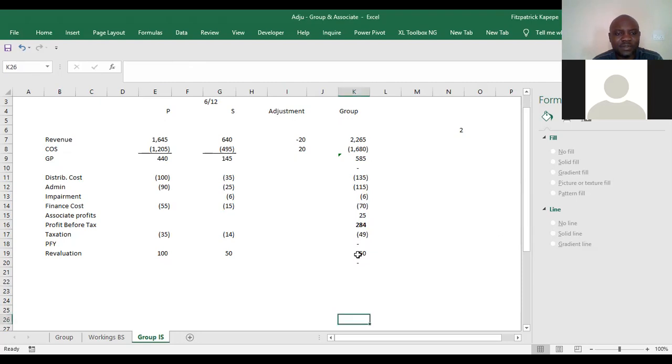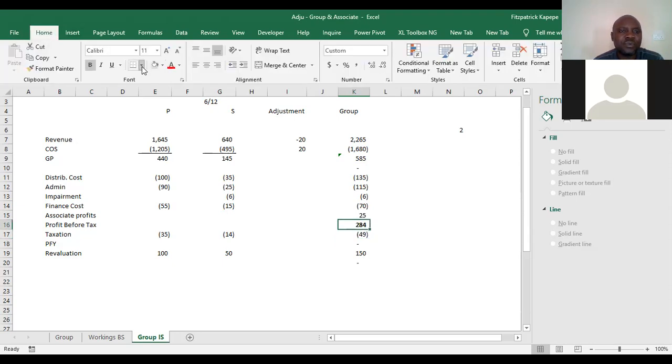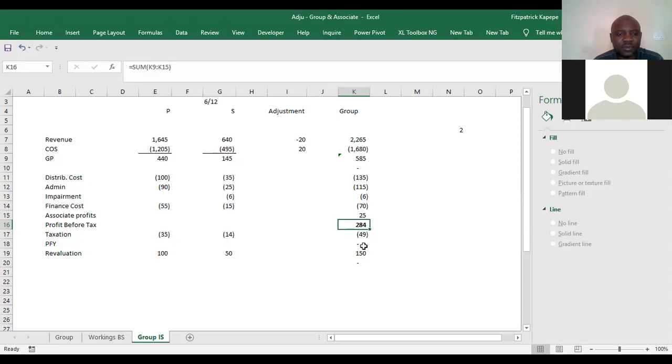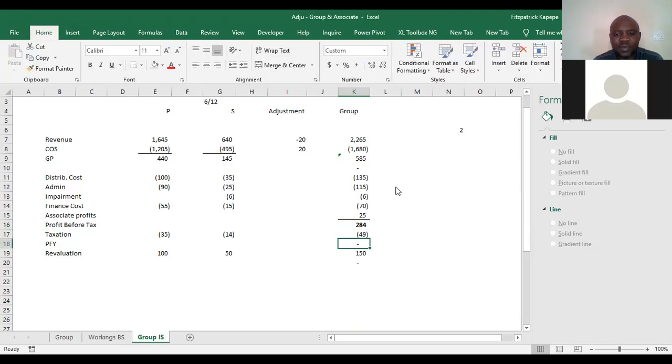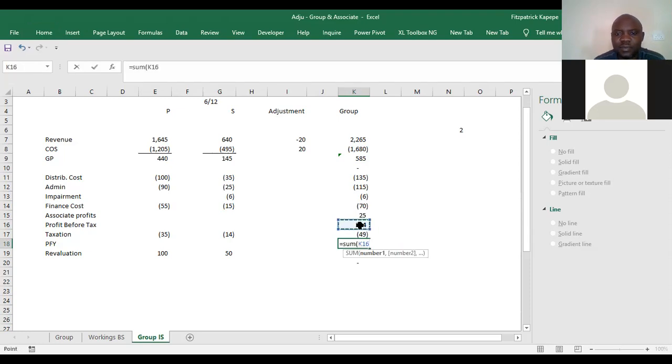Then taxation, we have a 49. So profit for the year, again here, I'll do like this. Then here, I'll do like this as well. Would be sum of that to 235. Then we have revaluation.